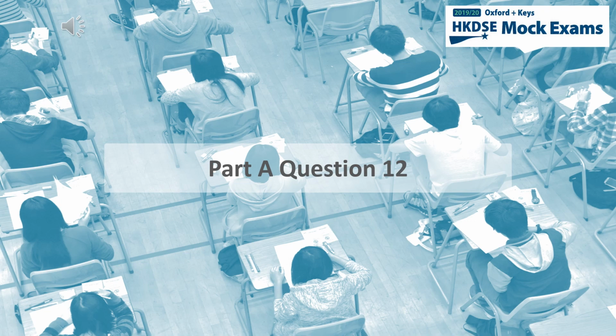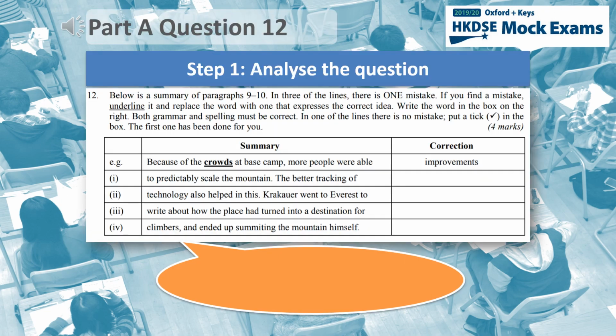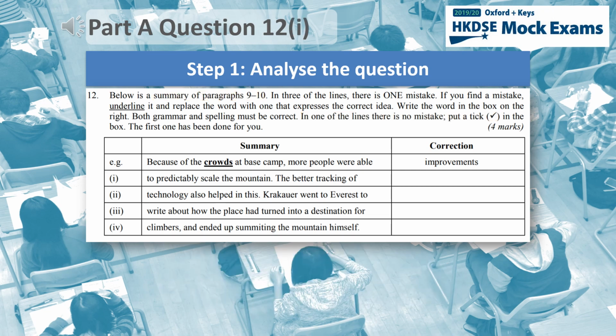Part A, Question 12. This is a proofreading question that requires you to find and correct mistakes in a summary of paragraphs 9 and 10. You also need to put a tick next to the one line that has no mistake in it. Now read through the example line and the first line in the summary.